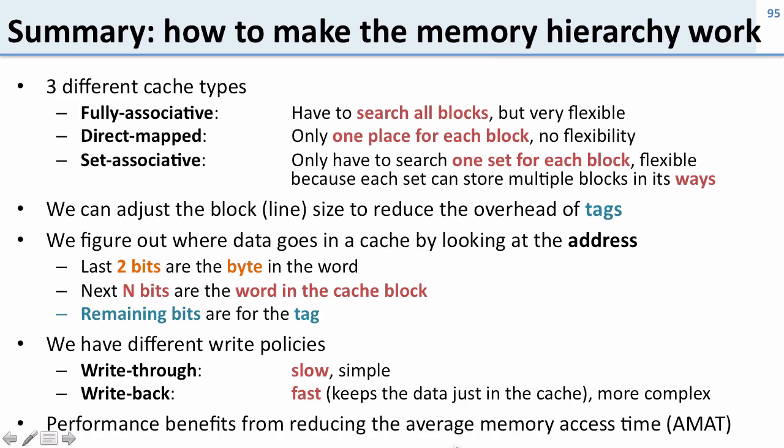And finally, we saw the performance benefits from caching come from reducing the average memory access time. So if the average memory access time is going to the DRAM, which is very slow, by putting in a cache we can make that much faster and make the overall execution a lot better.